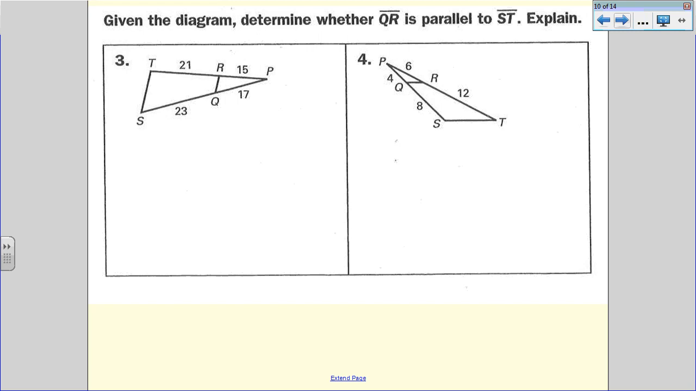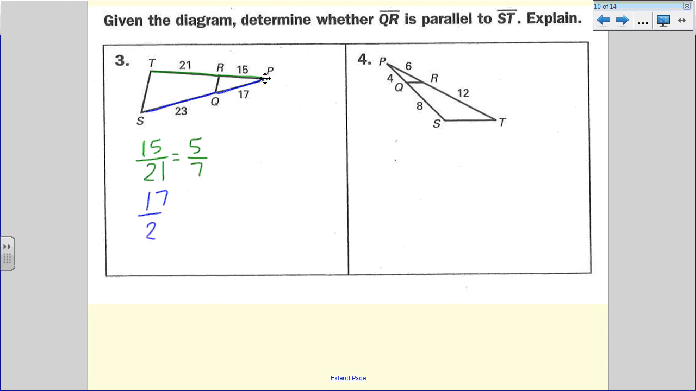We're trying to prove that they're parallel, which means I need to look at the ratios. So I'm going to put PR 15 over RT 21, top to bottom. I'm going to simplify that. 3 divides into both of those, and I get 5 over 7. And I take a look at the next one. I have to set up PQ, that's the other side of 17, over the bottom segment of 23.